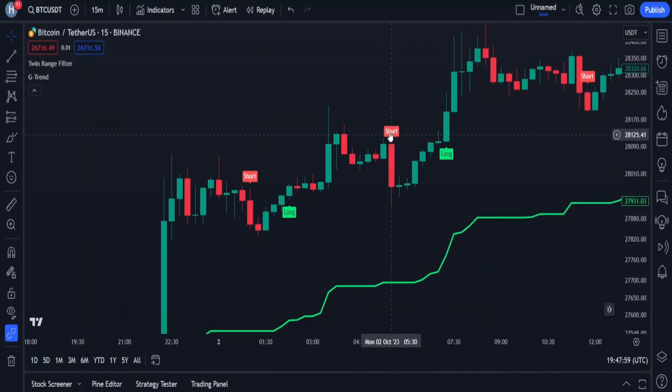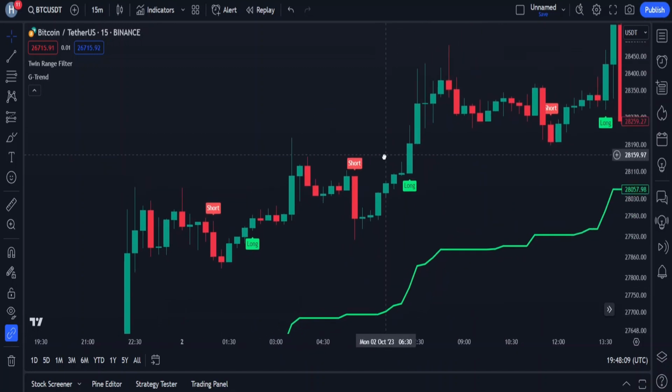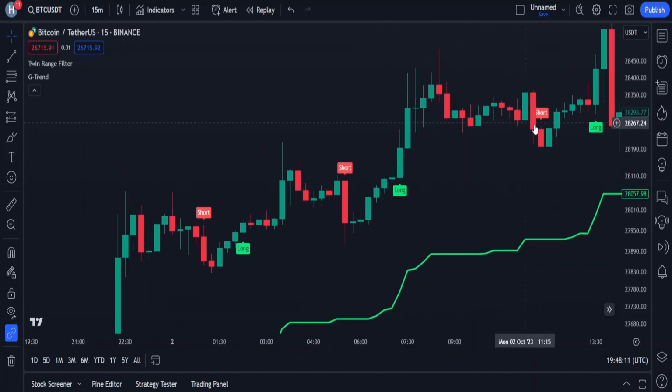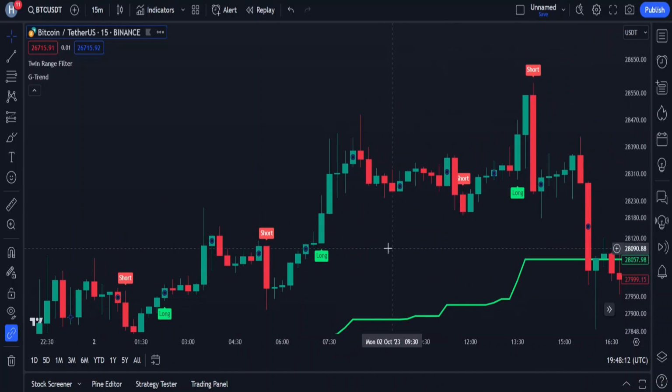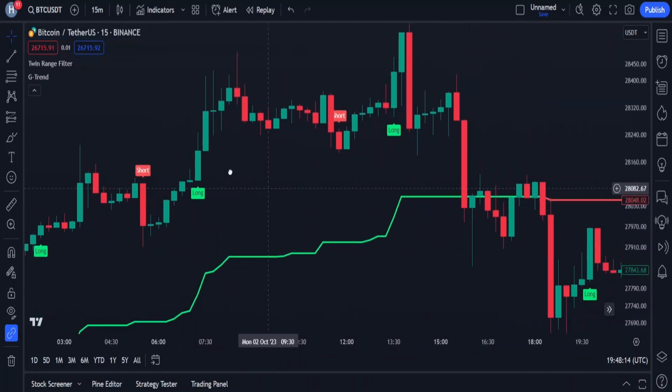Here we can see we got a sell signal, but the G trend indicator tells us that the momentum of the price is upwards. So in a situation like this, we will not enter a trade, and we can see this was a fake signal, and with the help of the G trend indicator, we can filter a lot of signals like these.